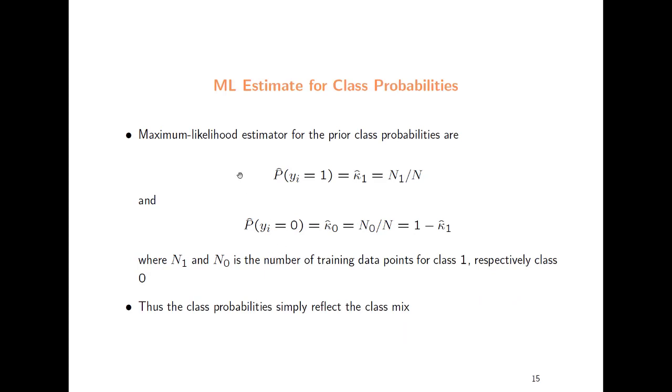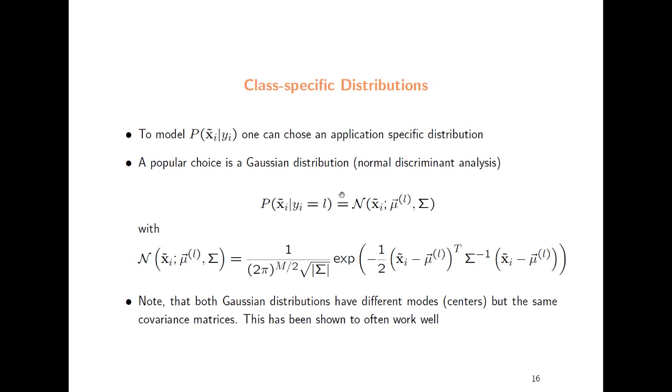And we want to learn from data. So as I said, this probability of y equals 1, which is our estimate for kappa, is simply the number of times we have observed class 1. So n1 divided by n, where n is the total number of training data. And the other number is then simply 1 minus kappa 1. So this is just a proportion of observations. Very simple.